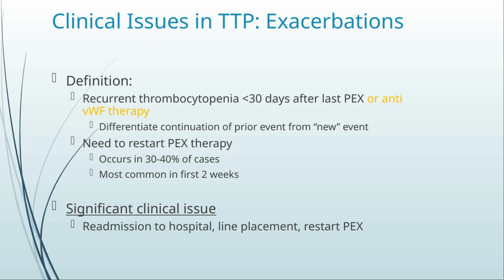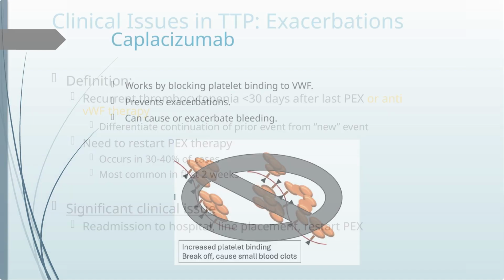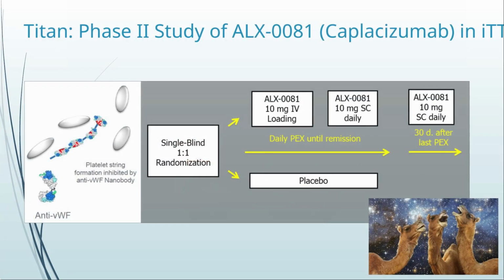All right, so you guys are probably wondering why there's a picture of llamas here. Caplacizumab was actually initially isolated as a nanobody from llamas, and there's still a small farm right here in Belgium that the drug company has used. So, just a little fun fact there.